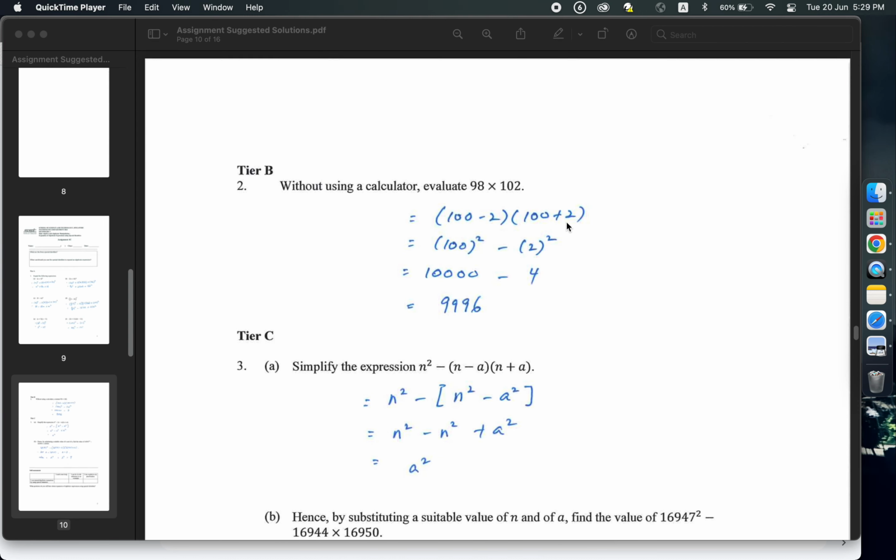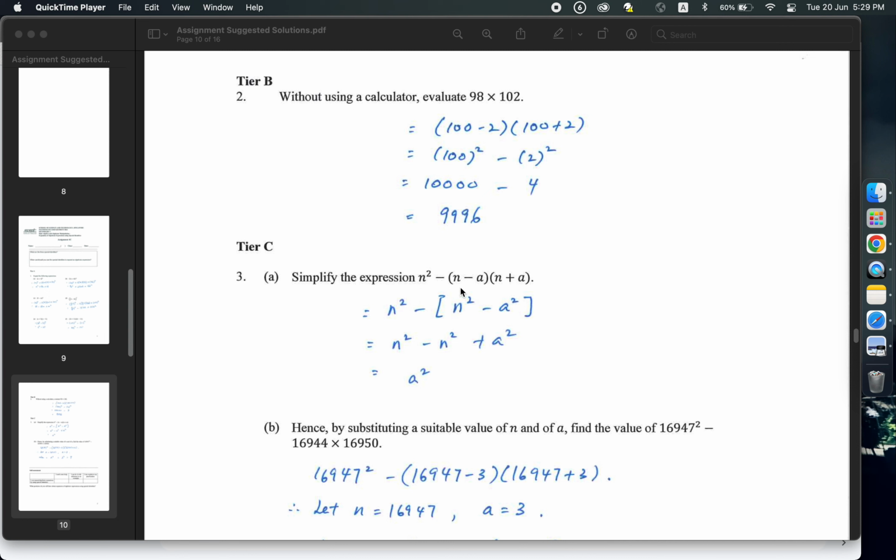Using the same concept, without using a calculator, we can break down the 98 into 100 minus 2 and 102 as 100 plus 2. So this gives us 100 squared minus 2 squared, which gives us 10,000 minus 4, which is 9,996.